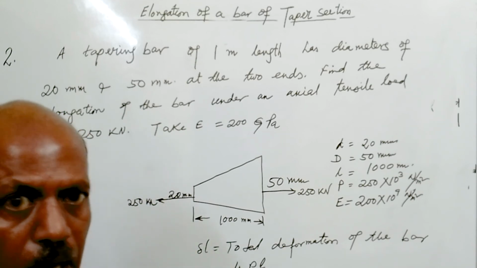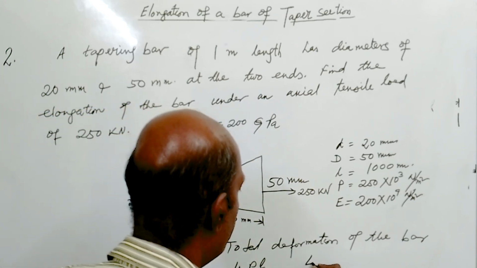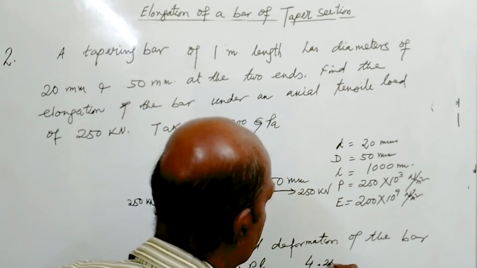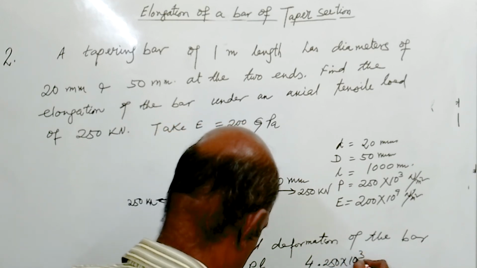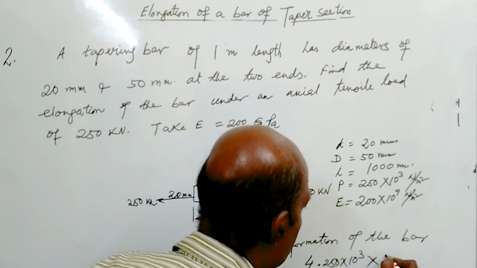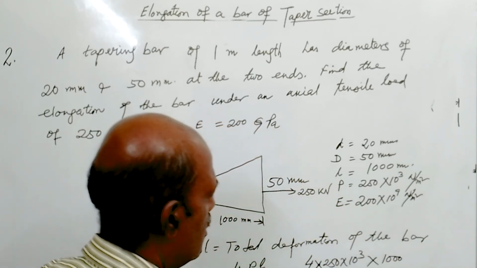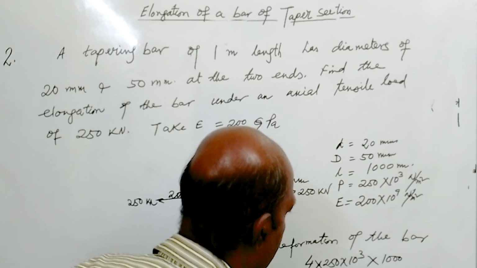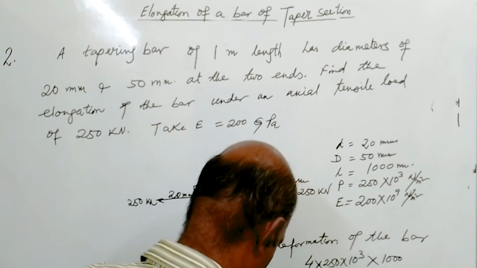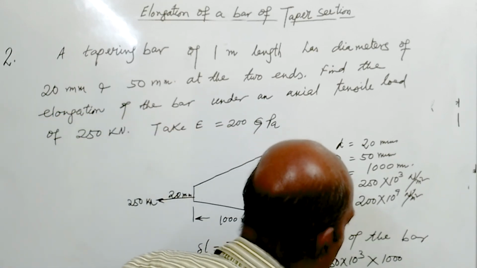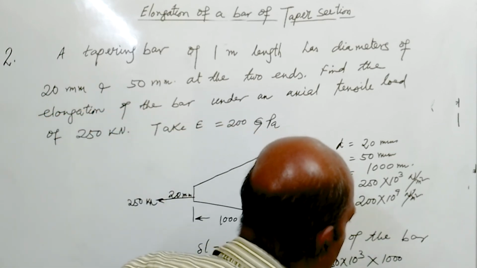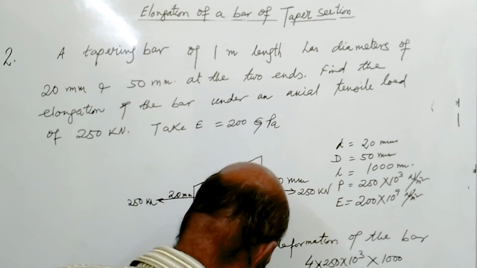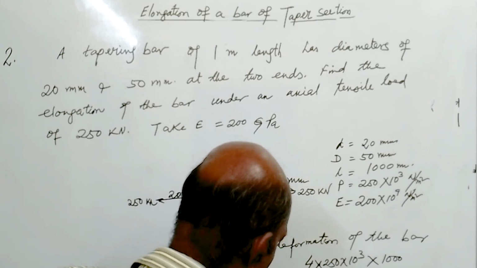So this is the total deformation produced in the bar. Putting the values, it is 4 into P value 250 into 10 to the power 3, into L value 1000 millimeter, into 1000, divided by pi into E value 200 into 10 to the power 9, into small d which is 20 millimeter, into capital D which is 50 millimeter. If we solve this, we will get 1.55 millimeter.